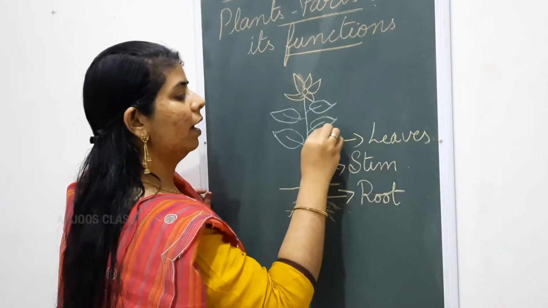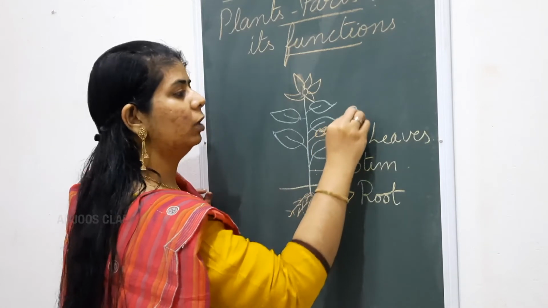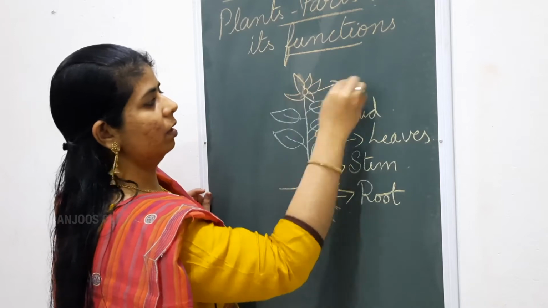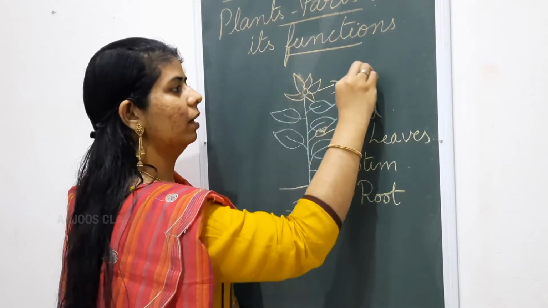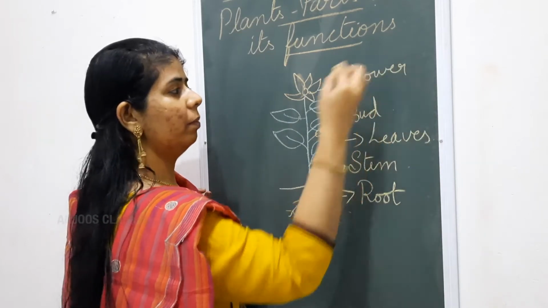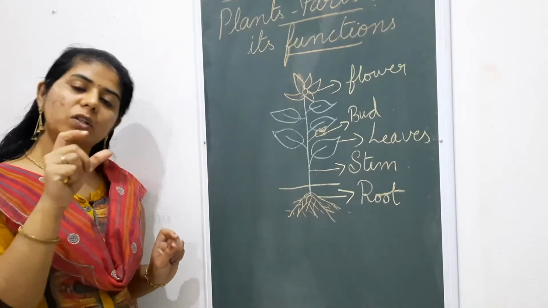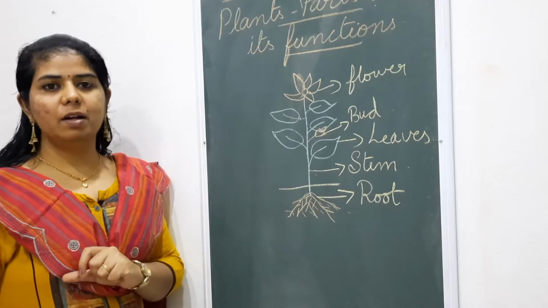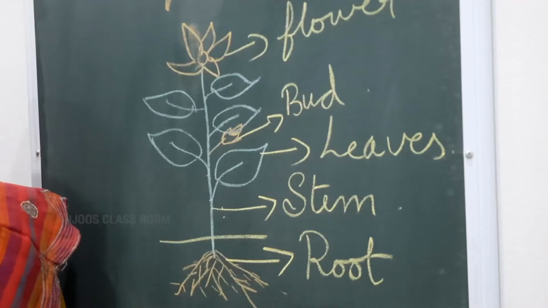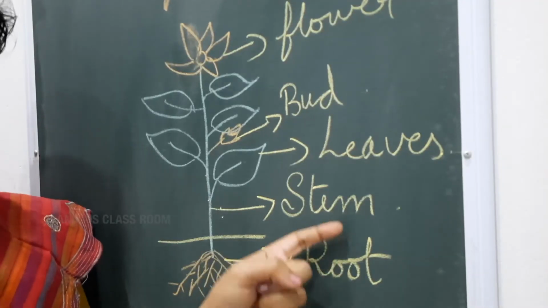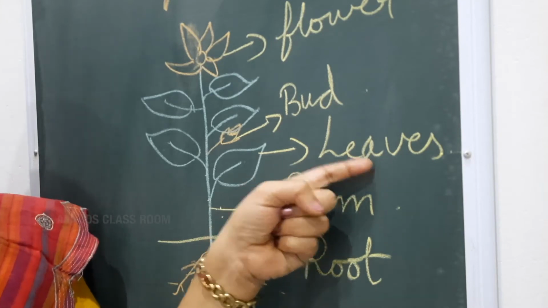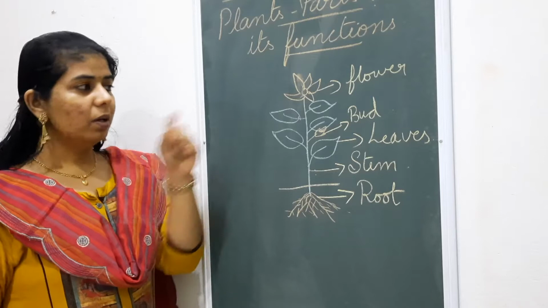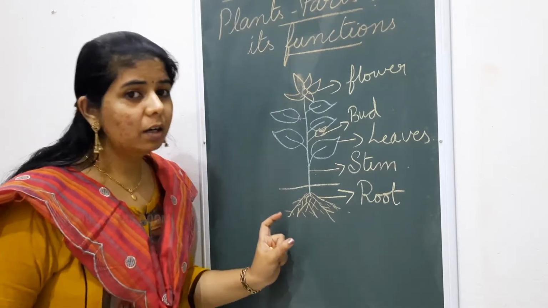Then we have the bud, mutta, from which the flower is blooming. That is a flower. And in some fruit-giving plants, the flower changes into the fruits. So these are the main parts of the plant: root, stem, leaves, bud and the flowers. This will be drawn in your rough notebook.